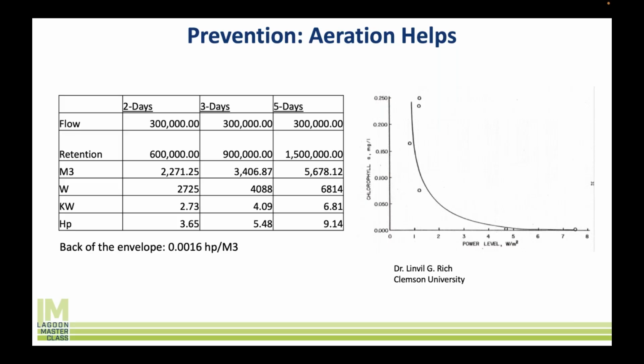That's preventing it. And so when you think about how much horsepower, I took this graph and I said, okay, if you had 2 days of retention, 3 days or 5 days of retention within your pond, how much horsepower would you need to get the job done? It's not that much actually. If you look at this calculation, it's really like 3, 6, or 9 horsepower per acre, or per 1,000 cubic meters. So it's a useful tool in reducing algae growth within your system.